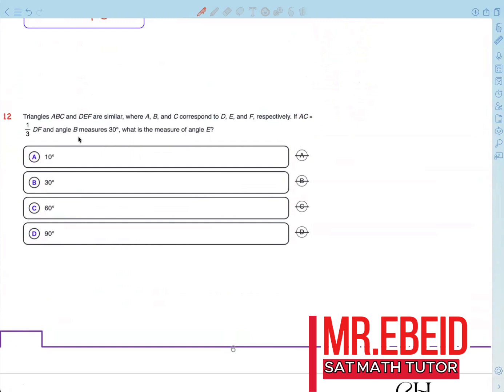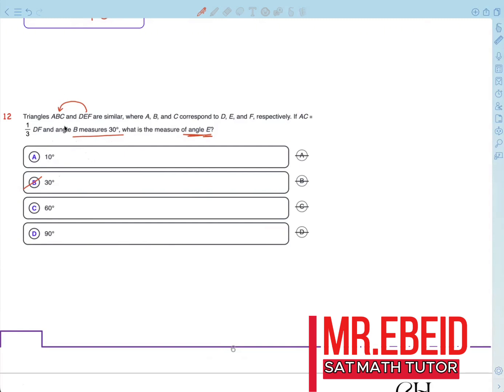So in this question, we are talking about angles. So we will check E is corresponding to what? E is in the middle, so it's corresponding to B, and B measures 30, so the answer is 30. They are equal. As we said before, we have two conditions for similarity: the corresponding angles are equal, and the corresponding sides are proportional.